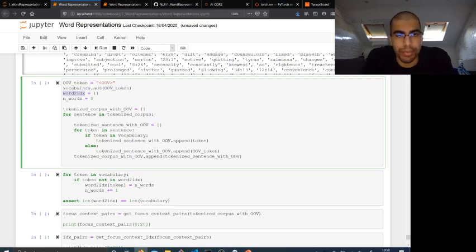Then we're going to initialize our word to index dictionary. For every sentence in our tokenized corpus, for every token in that sentence, if the token is in the vocabulary, we're going to add that token into this list. If it's not, we're going to add the out-of-vocabulary token in there. Obviously, this else statement is only triggered if the word appears less than 5 times in our corpus. And then we append this out-of-vocabulary sentence to the out-of-vocabulary token list.